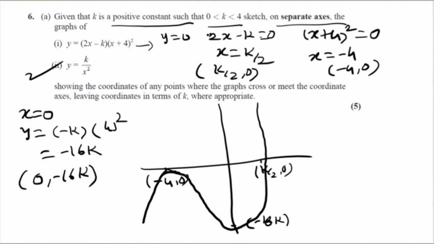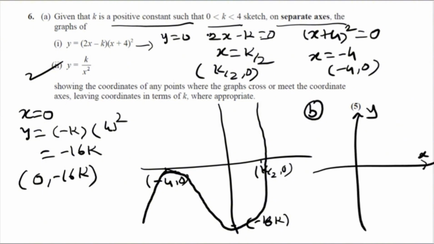Now second graph, y is equal to k over x squared. This is a normal reciprocal graph, so this is the B graph. So we have two axes, x and y, and because it's a quadratic graph and it's positive, this is the graph there, right? So this is the answer for your part A.